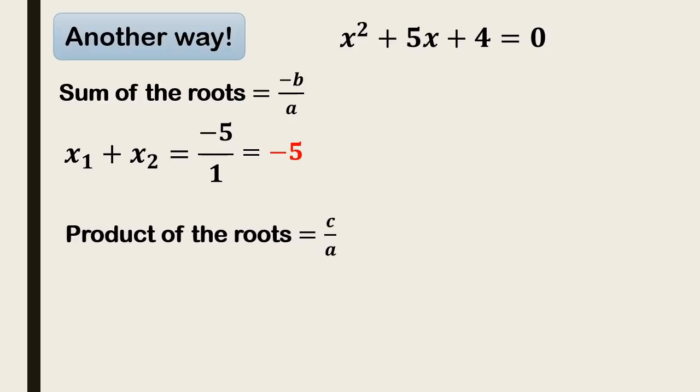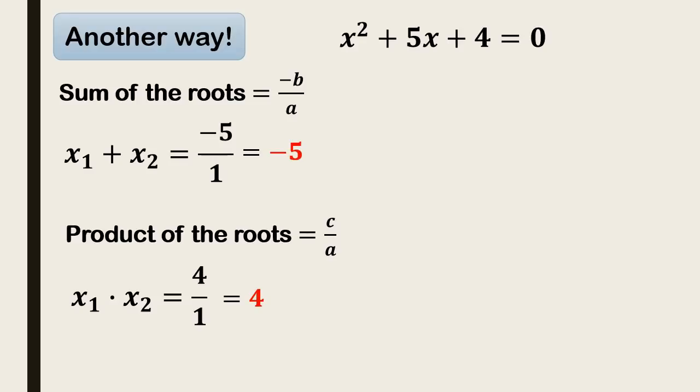Next, the product of the roots. The formula that we can use for the product of the roots is c over a. Now let's solve the product of the roots. Substitute the value for c and a. So we have here x sub 1 times x sub 2 equals 4, which is the last term, over 1, which is the first term. So 4 divided by 1, the answer is equal to 4.